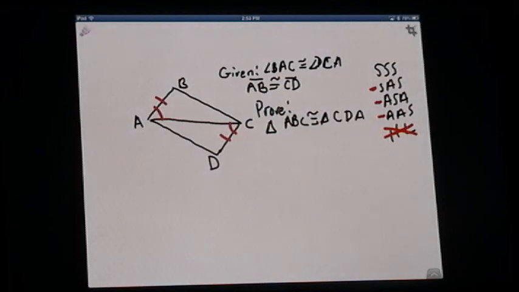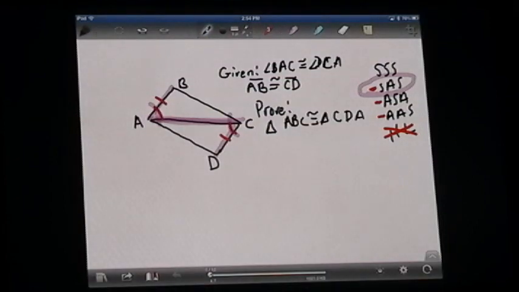But I can say the third side, AC, is congruent to itself. So now I can say, oh, well, I have side, angle, side. So this is the one I want, side, angle, side. And so now I just have to go about proving it.